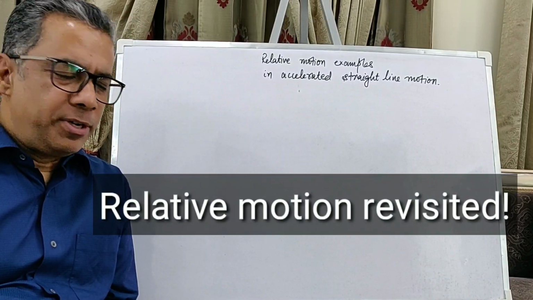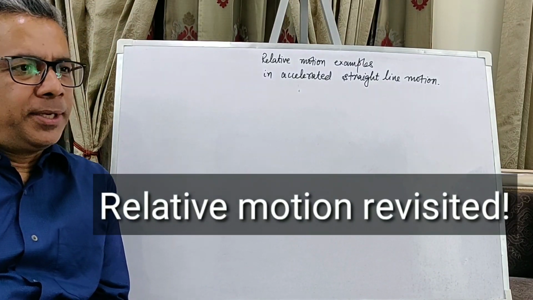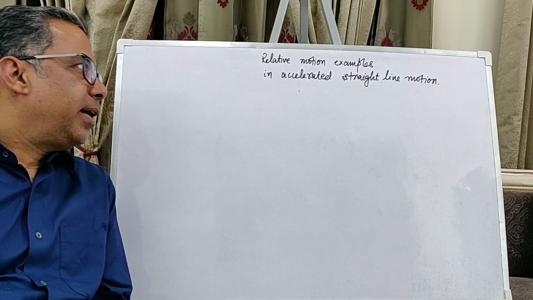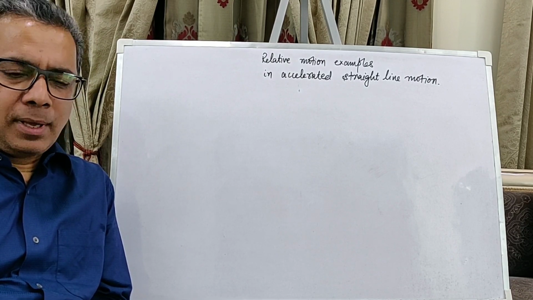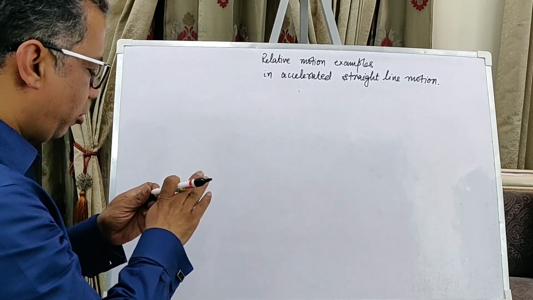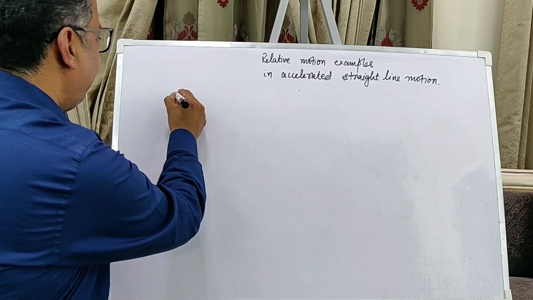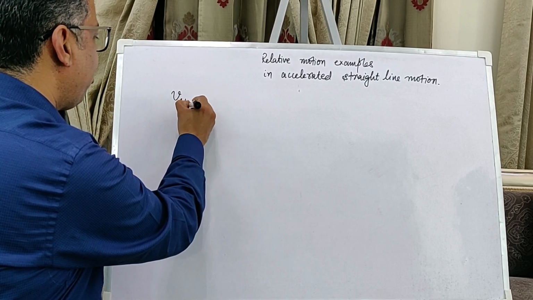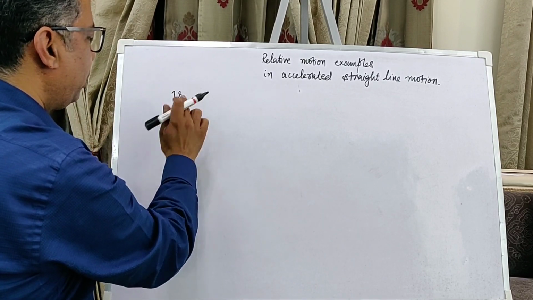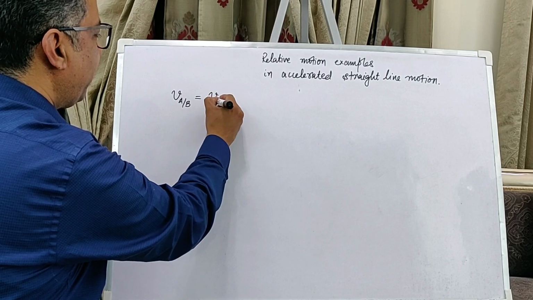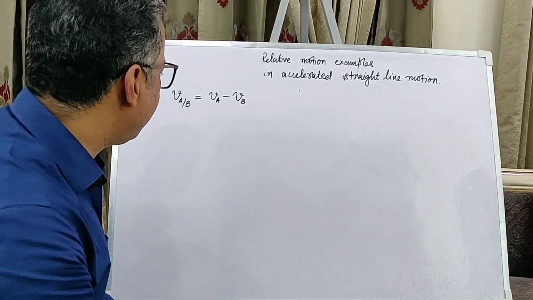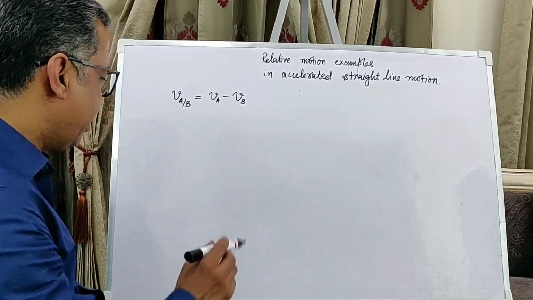In this video, we are going to discuss a couple of examples of relative motion in case of accelerated straight line motion. Now, if you recall, if you have two objects A and B, and the velocity of A as observed from B, or what we call relative velocity of A with respect to B, is velocity of A minus velocity of B.